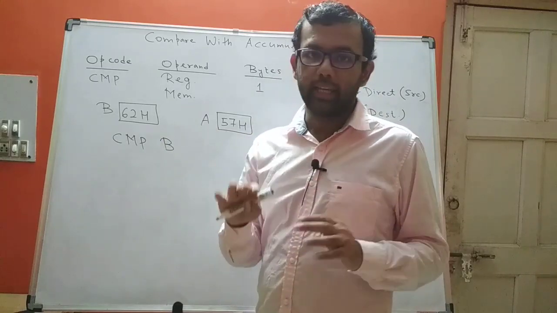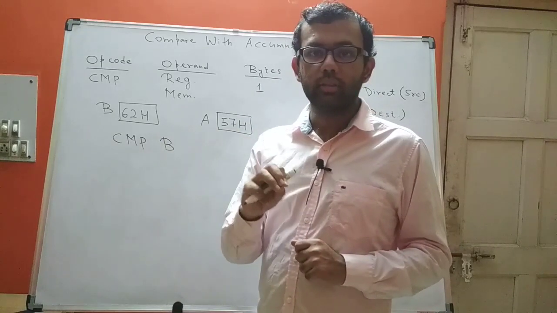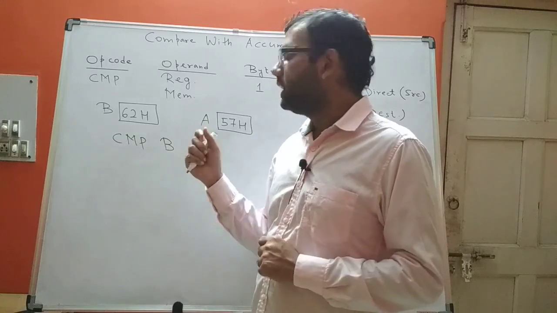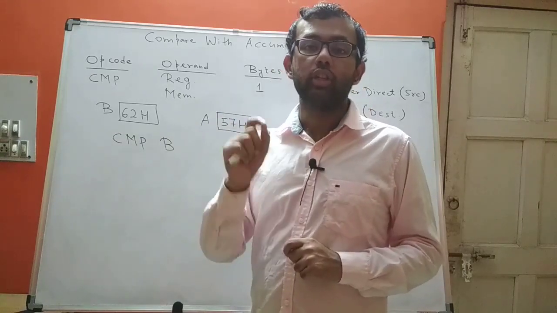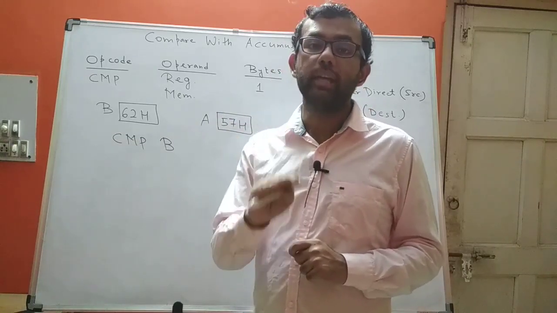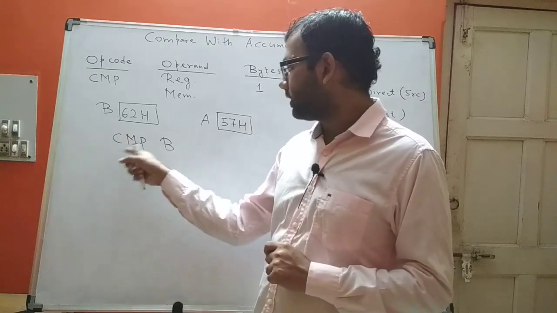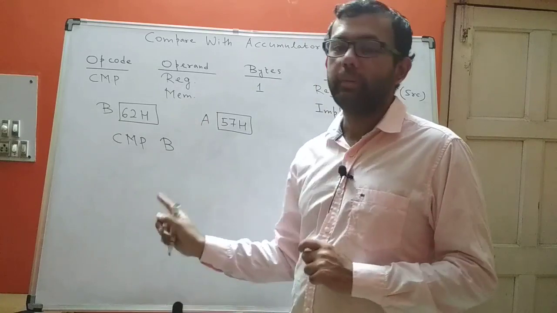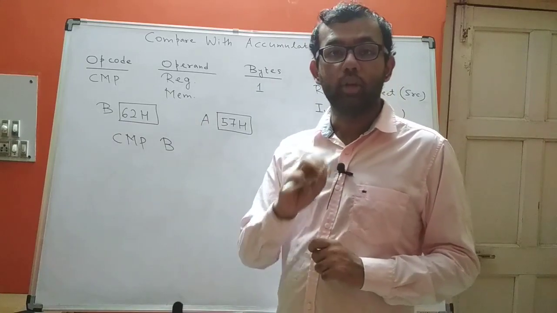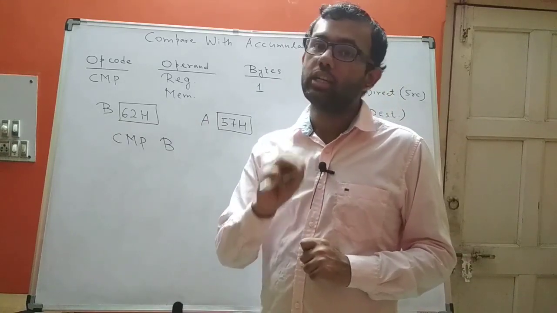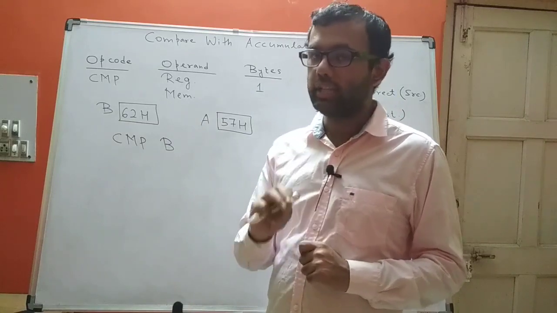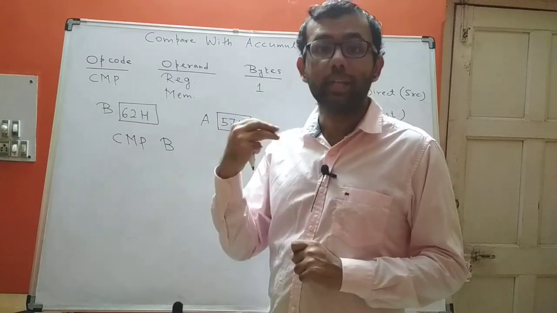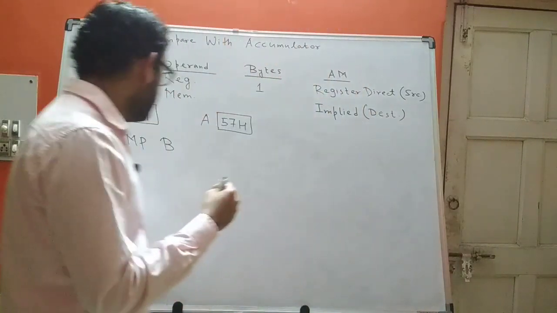But whatever be the case, any comparison operation that you perform in 8085, the contents of your registers will remain unchanged. That means after the comparison operation, B will remain 62 and A will remain 57. The operands are not changed. What is changed is your flags. Your flags will change to reflect the result of the comparison. That means, how will your flags change?